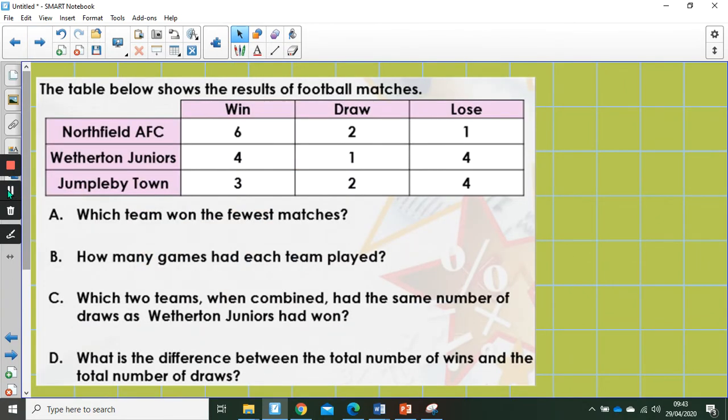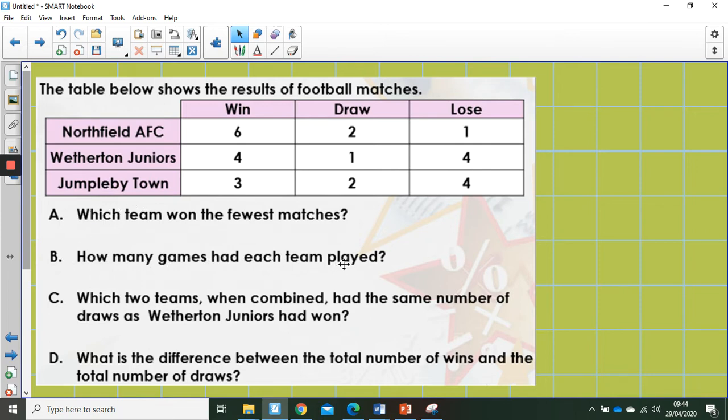The table below shows the results of football matches. We've got Northfield AFC, Weatherton Juniors, Jumbleby Town, and we've got whether they've won, whether they've drawn, or whether they've lost. The first question says, which team won the fewest matches? Fewest meaning least. So we're looking at which has the least number of matches won, the smallest number of wins. So let's have a look down the win column. Northfield scored 6, Weatherton scored 4, and Jumbleby Town scored 3. So the team that won the fewest matches was Jumbleby Town.